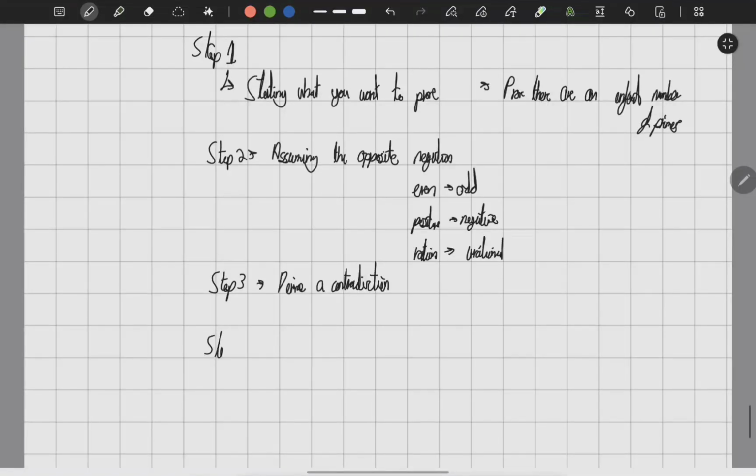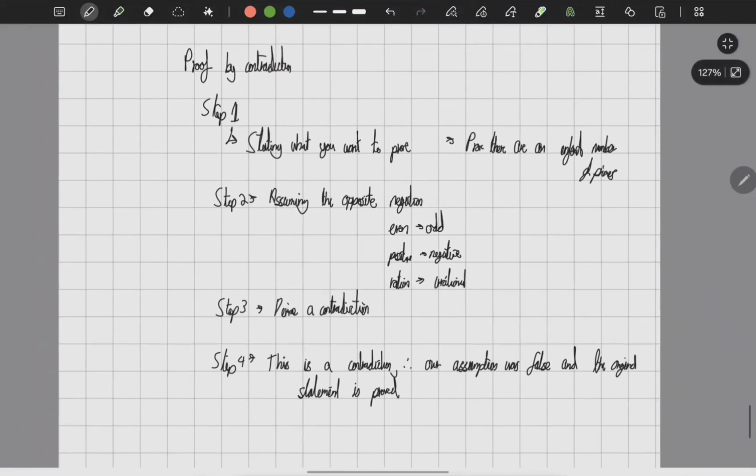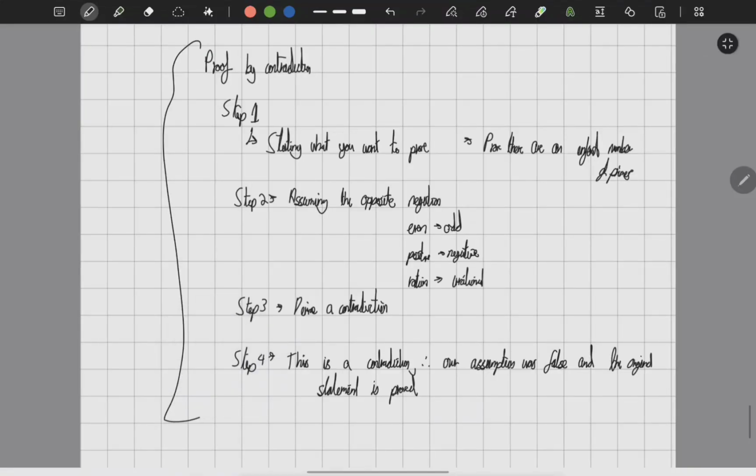And then step 4 is a conclusion, which you always need. So this is generic. You always write this at the end of a contradiction. You'd write, this is a contradiction. Therefore, our assumption was false, and the original statement is proved. So that's like the basics of how you do proof by contradiction.